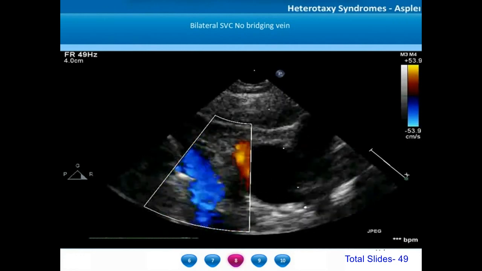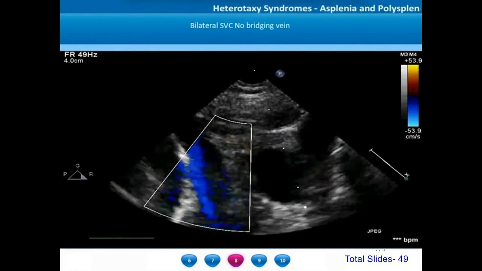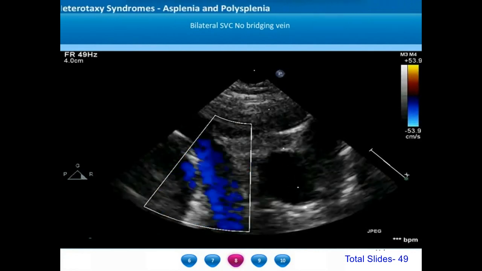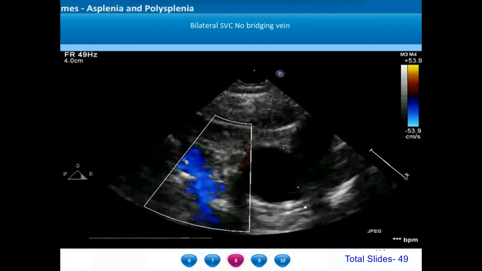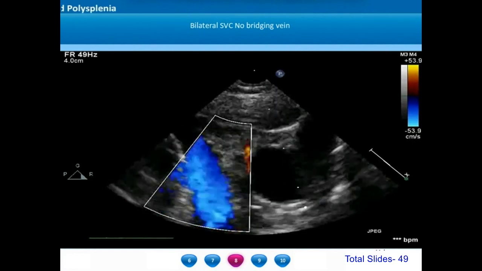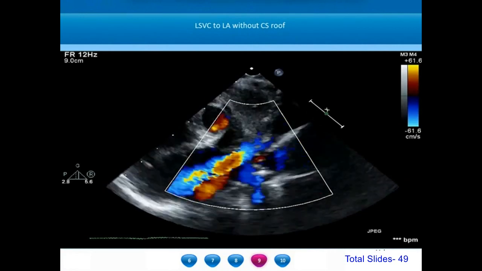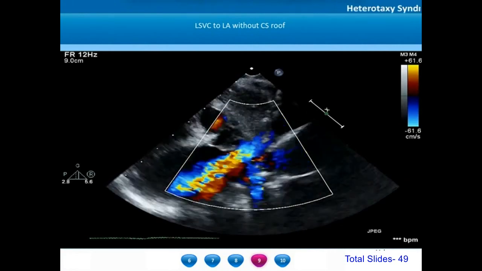The flow of blood through the right superior vena cava is shown in this coronal view from the suprasternal echo window. Similarly, the flow from the left superior vena cava directly onto the left-sided atrium without any roofing of the coronary sinus is seen.